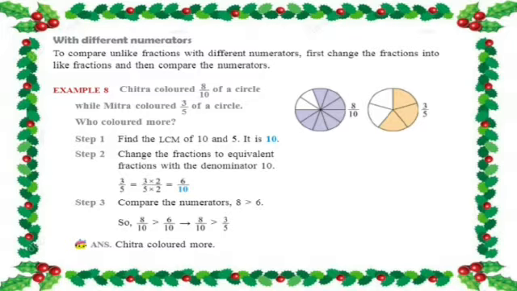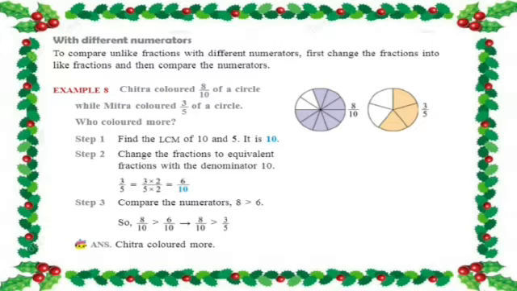So how do you change into like fractions? The first step is to find the LCM of the denominators of the given fractions. That is LCM of 5 and 10. How do you find the LCM? You can find either by short division method or prime factorization method. So the LCM of 5 and 10 is 10.